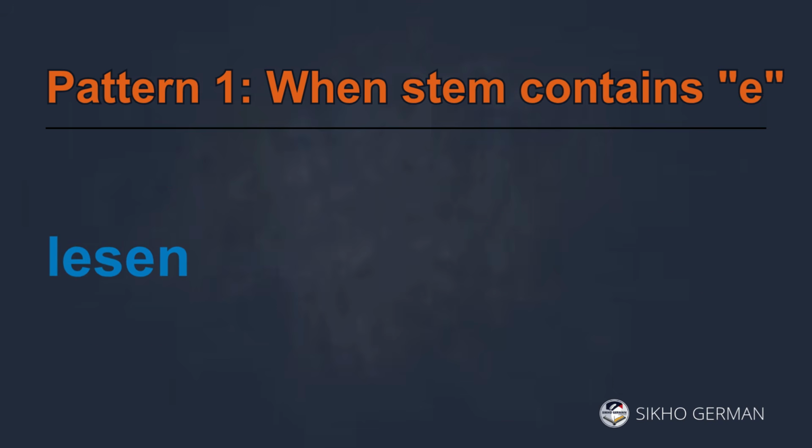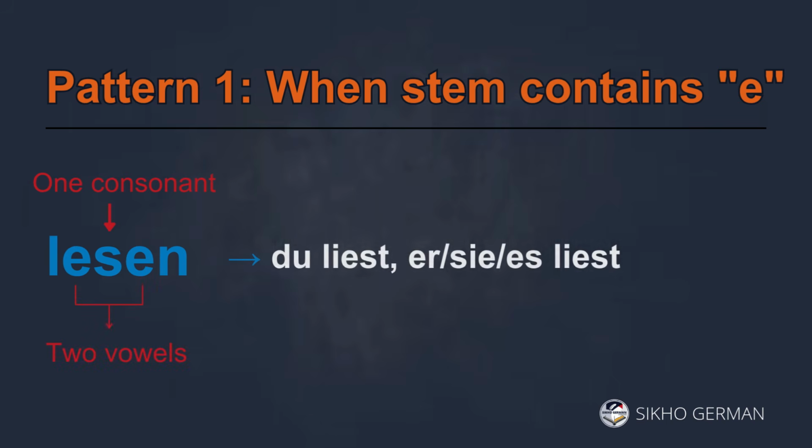Another example, lesen, to read. Structure L-E-S-E-N, two e vowels with one consonant s in between. Du liest, you read. Er/sie/es liest, he, she, it reads. The first e becomes ie, making it sound like "leest" in English. This vowel change is very distinctive and easy to hear.